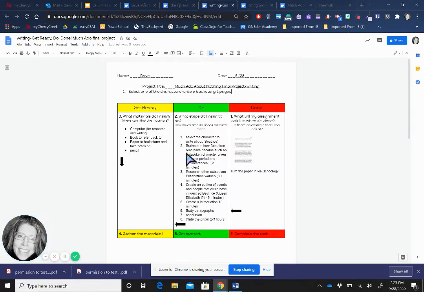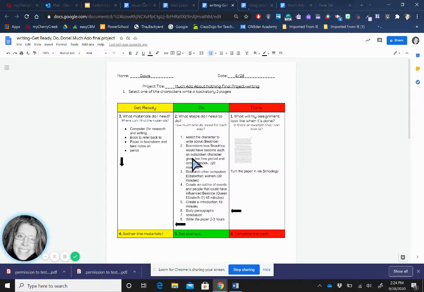Brainstorm how the character would have become so outspoken. The character was unusually outspoken. So I kind of have to do a little bit of research on Elizabethan women to figure out why a woman would become so outspoken in that period of time. It was pretty unusual. And then I would have to create an outline of events, create an introduction, body paragraphs, and conclusion.